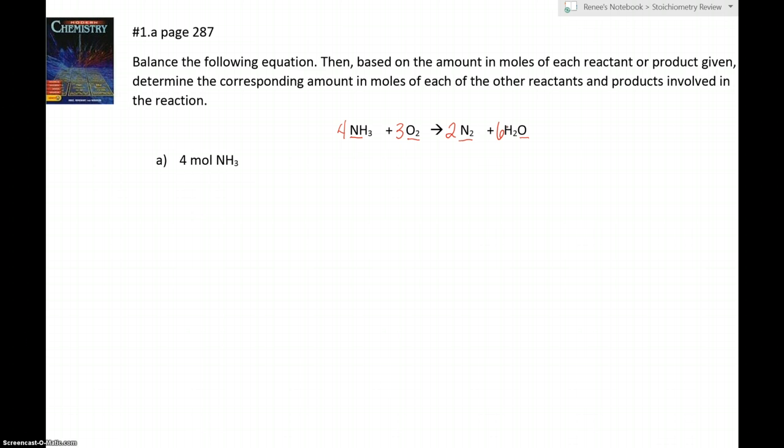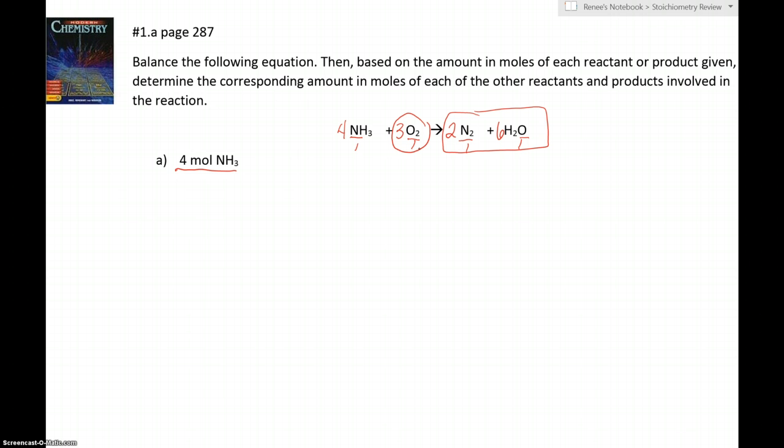All right, with mole-to-mole problems, they're always going to give you an amount in moles of one of the formulas in your equation. So in this one, they gave me 4 moles of ammonia, and they're asking me to find moles of any of the other reactants or products. So I'm trying to find moles of oxygen, moles of nitrogen, and moles of water.